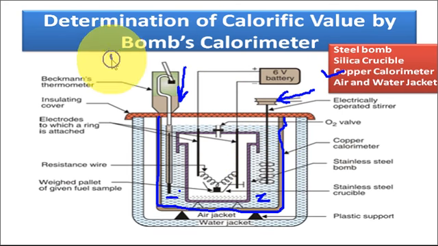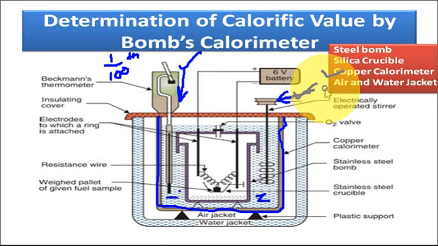Beckmann's thermometer can record 1/10 degree centigrade temperature. So a very minute temperature difference it can easily record. So this is the copper calorimeter in which a known amount of water is filled, and this copper calorimeter contains Beckmann's thermometer and the electrically operated stirrer.